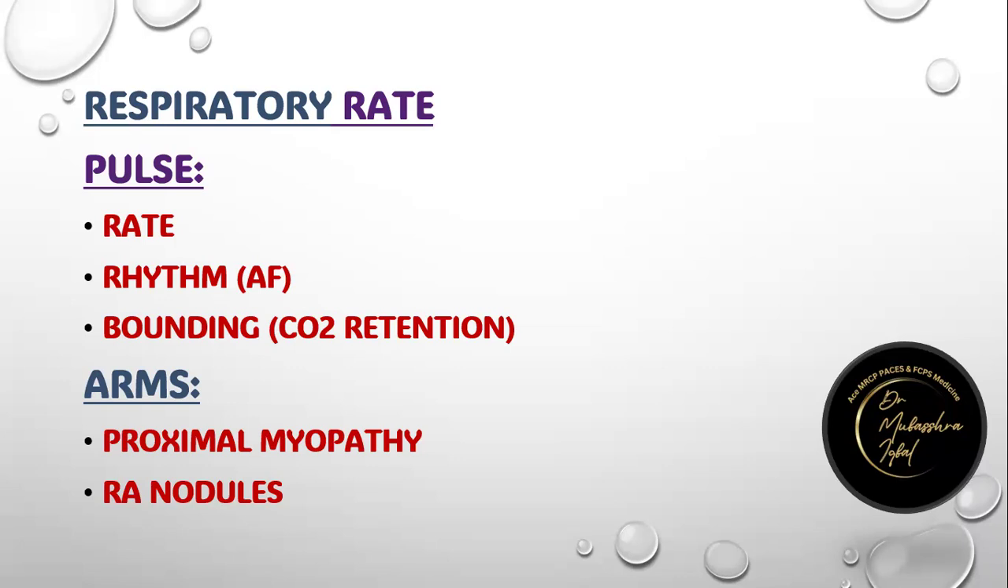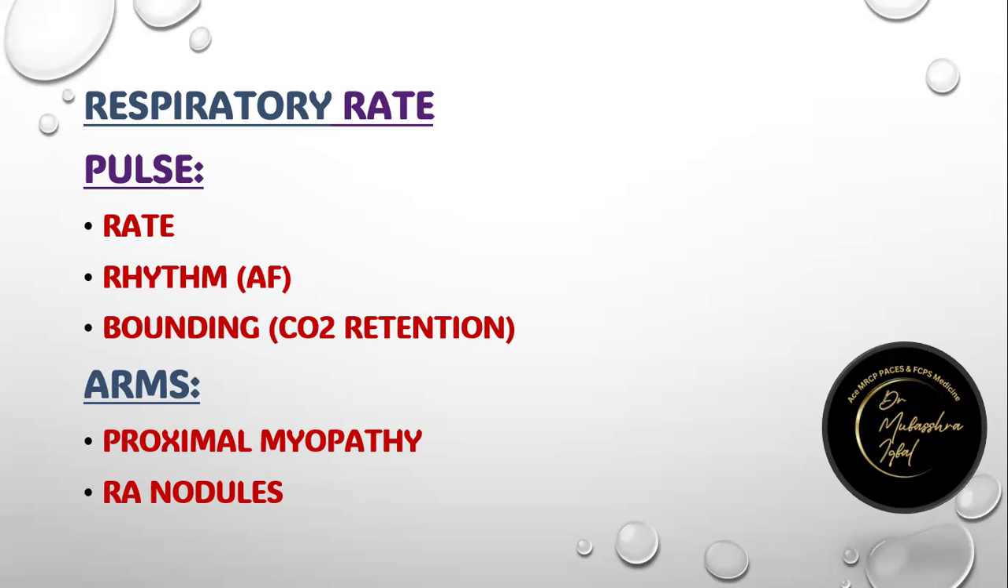Then coming towards the arms. In arms, again, you will look for proximal myopathy. This proximal myopathy will give you a clue that this patient might be taking oral corticosteroids. That's why he has developed proximal myopathy. Again, you can look for rheumatoid nodules if there is any evidence of rheumatoid hands, and you can also check for tattoos or needle prick marks. How will they guide you? They might give you the clue that this patient might be a case of lung abscess because of the IV needle prick marks.